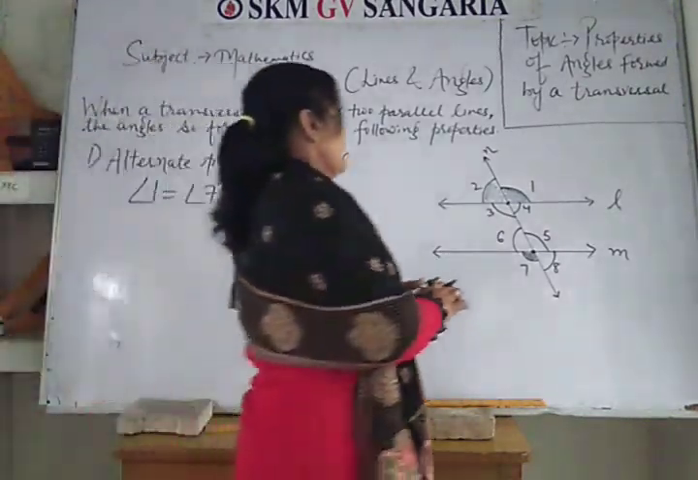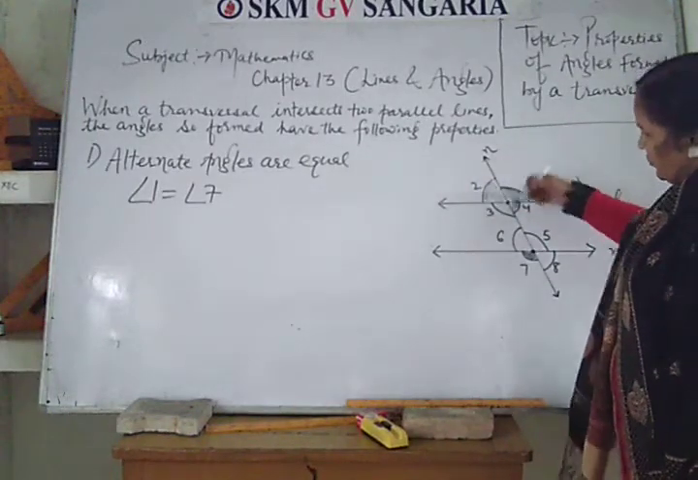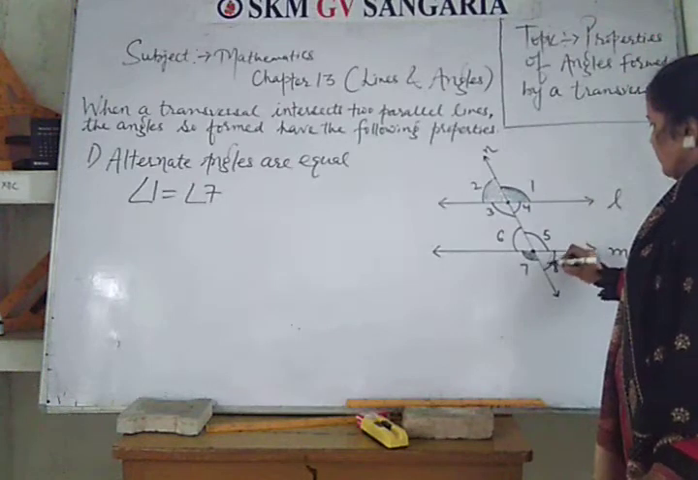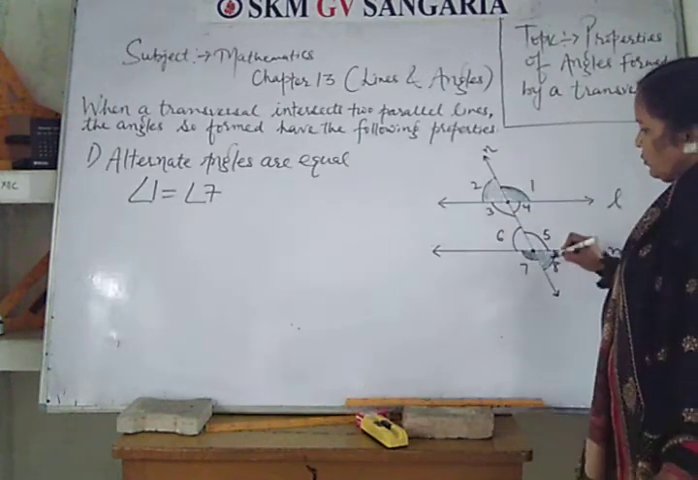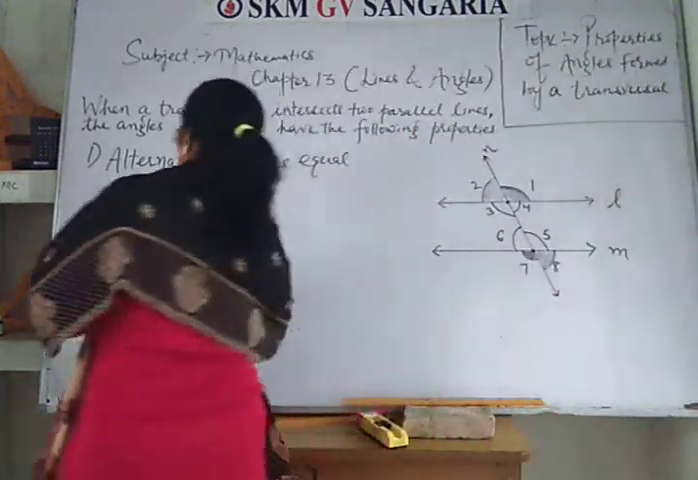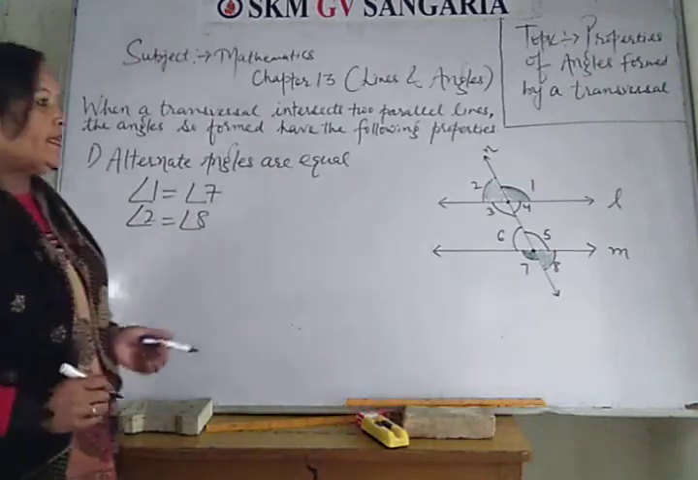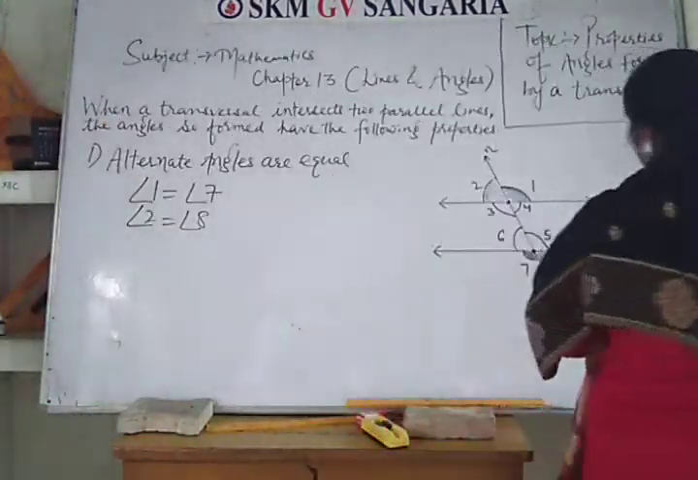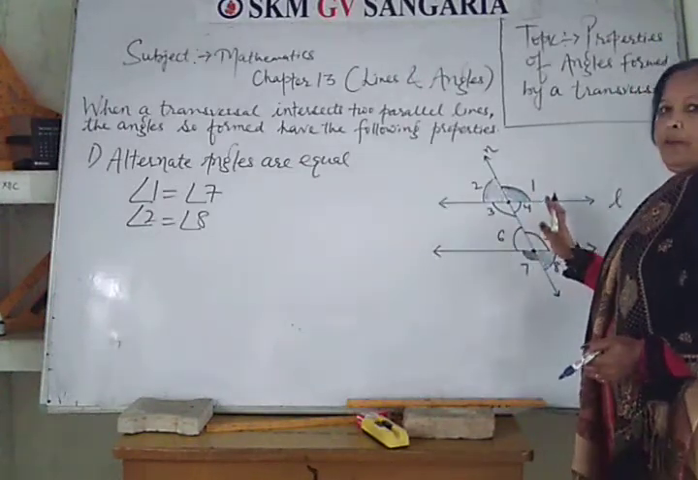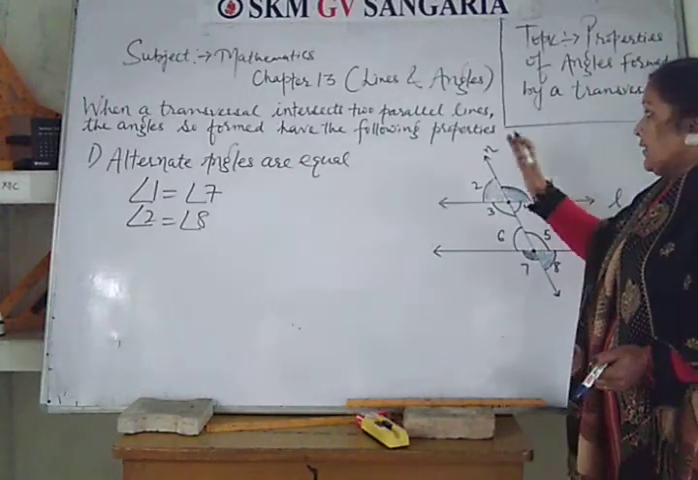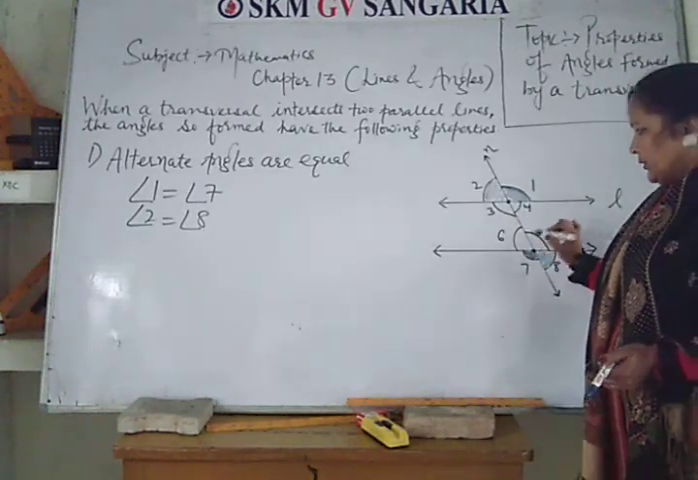Then angle 2, which is in the exterior, is equal to angle 8. These are alternate exterior angles, and alternate angles are always equal when a transversal is intersecting two parallel lines at two distinct points.